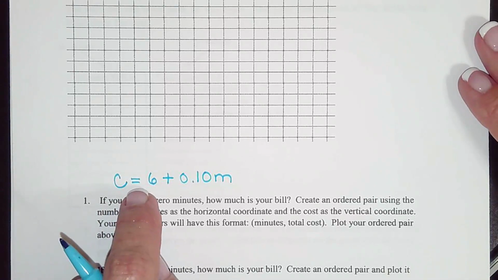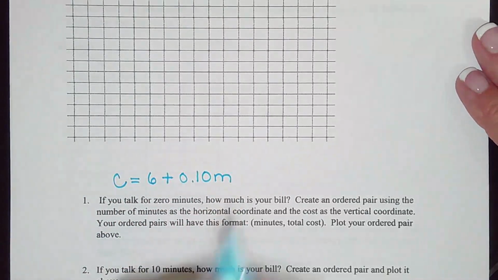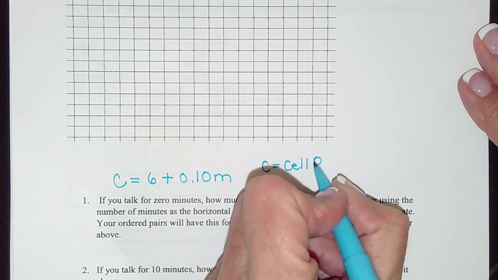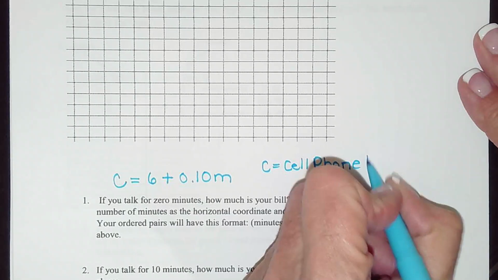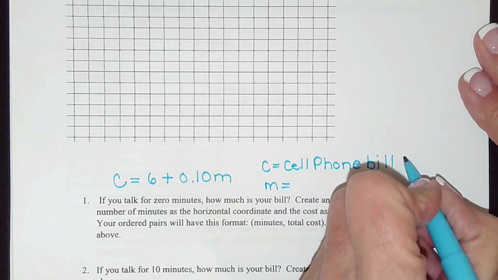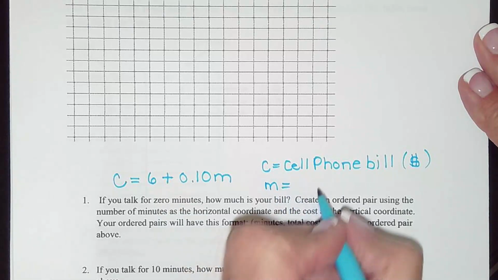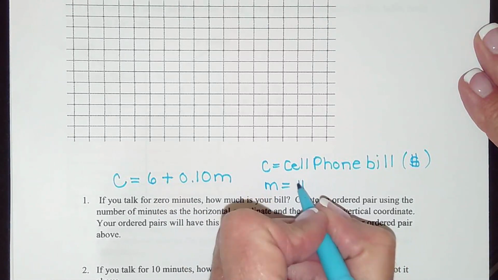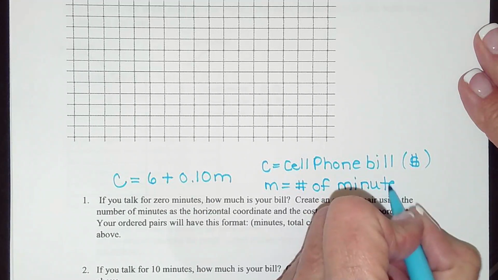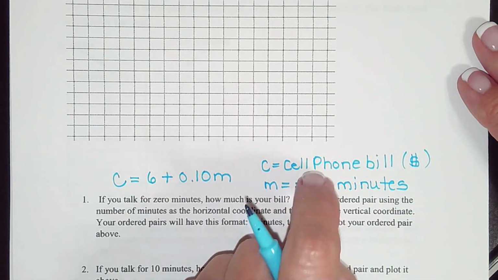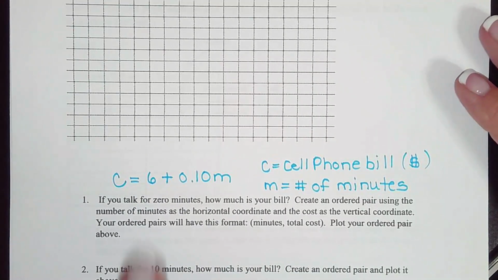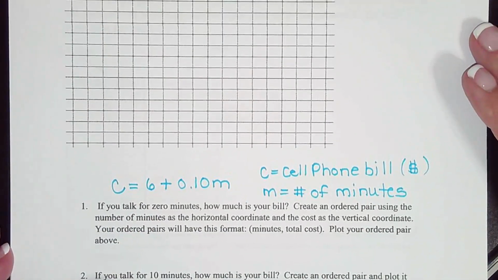So the charge is $6 per month plus 10 cents per minute. So C is the cell phone bill. And M is 10 cents per minute is number of minutes. And the cell phone bill obviously will be in dollars, but we should still write that. And M equals number of minutes. So now we have 2 really good variable statements there, stating what it is, what's the units, stating what it is, what's the units. And we can use this on the next page too when we're making the t-table.